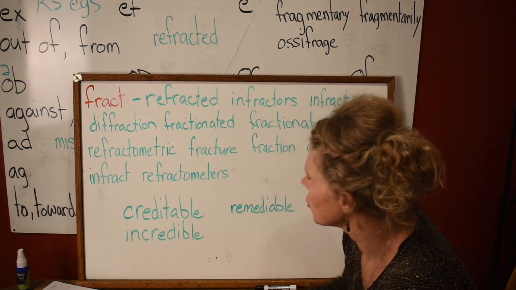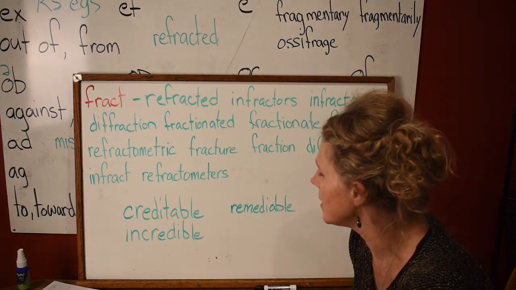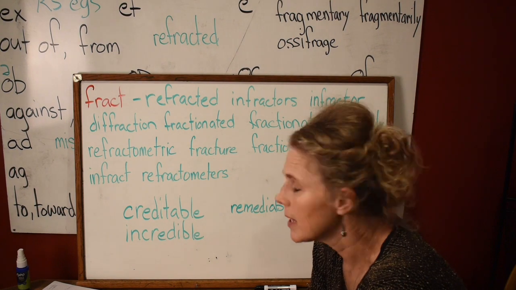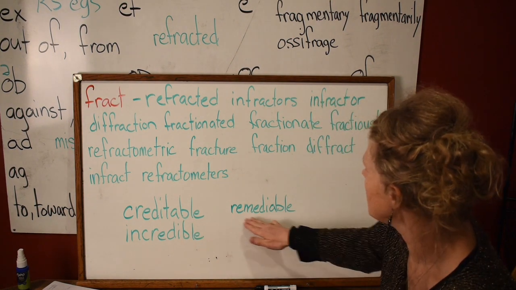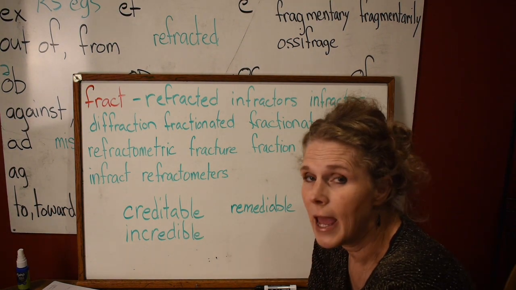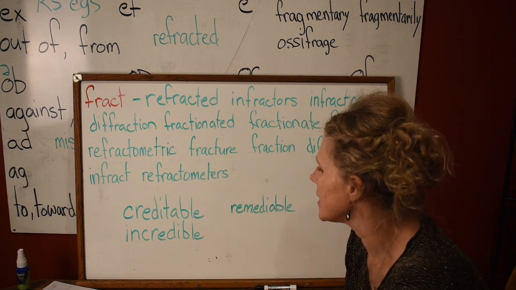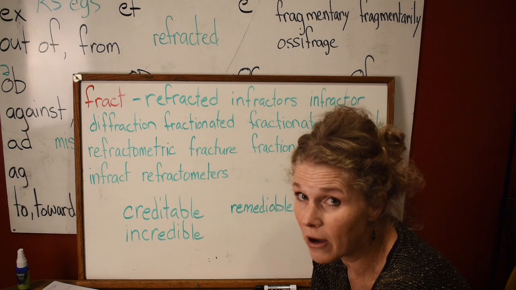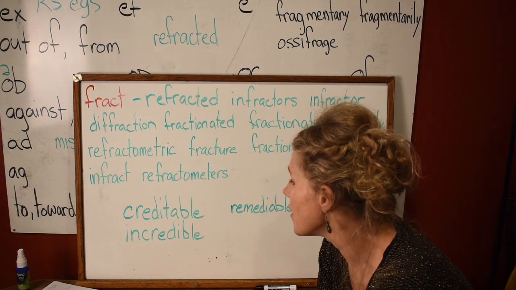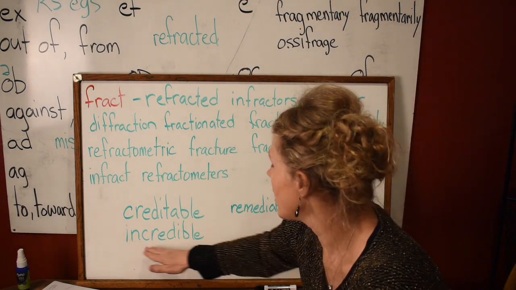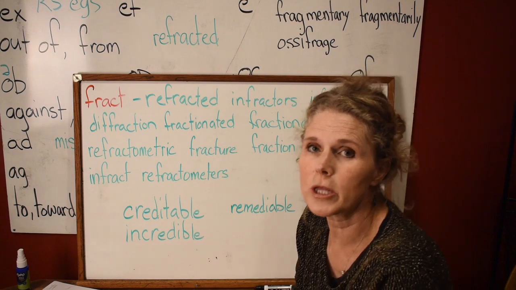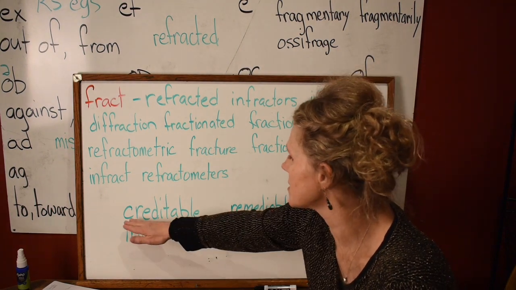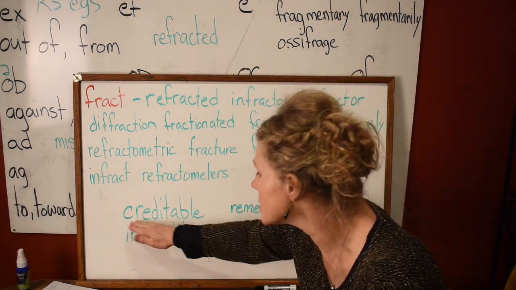So we had credit with A-B-L-E and incredible with I-B-L-E, and we had a lesson on this, and remediable with A-B-L-E. And when do we use A-B-L-E and I-B-L-E is really difficult to figure out. But we learned that with I-B-L-E, it's on really old words that sit on Latin roots. Well, this one sits kind of on a Latin root. It looks like it is.